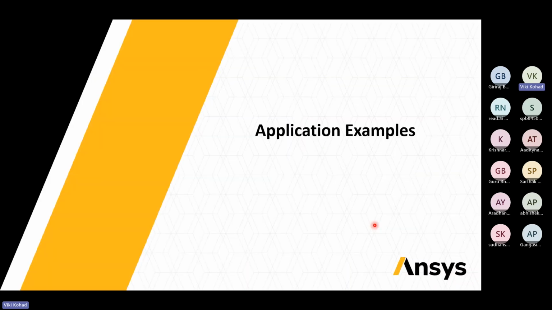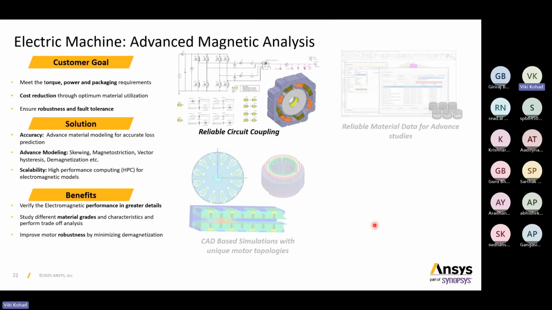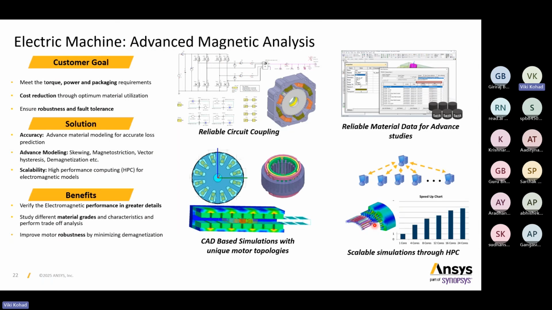Now we will see some application examples, in which you can use these digital twins. Multiple applications are there. This is the ANSYS Maxwell interface, and this one is also the ANSYS Maxwell interface, which has the capability to do advanced magnetic analysis. This one is the skew model. In electric machines, we basically use the skew model to reduce the cogging effect.